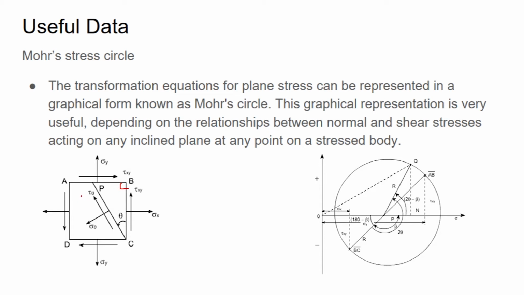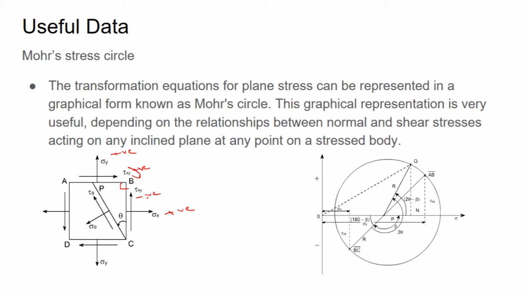So, how to draw this in Mohr circle? In the figure, on AB you have sigma y and tau xy. Sigma y is a tensile stress, which is positive, and tau xy is going in a clockwise direction, which is also positive. On side BC, sigma x is positive because it is tension, and tau xy is in a counterclockwise direction, so that will be in the negative direction.